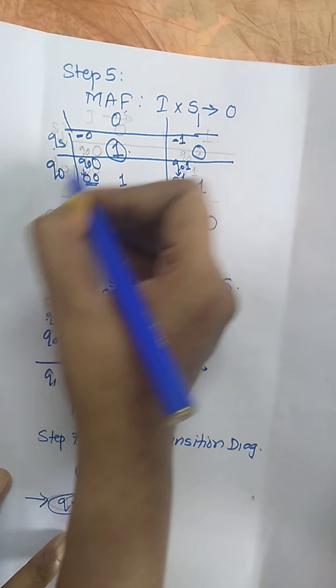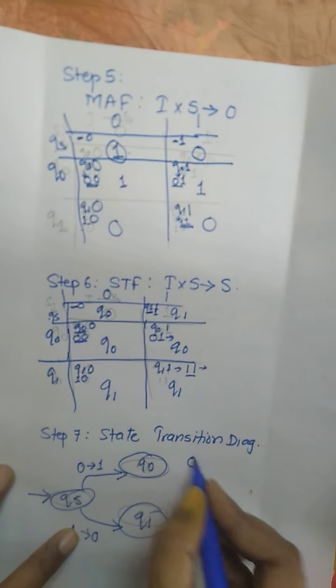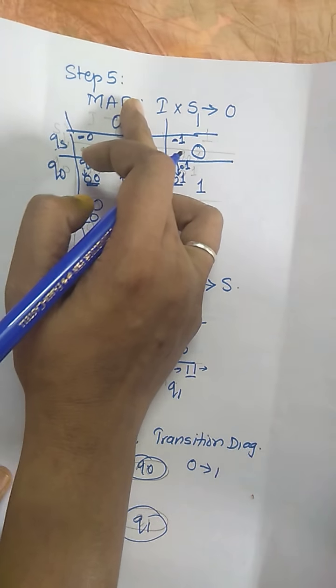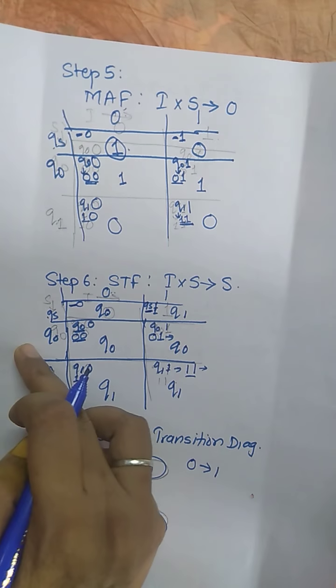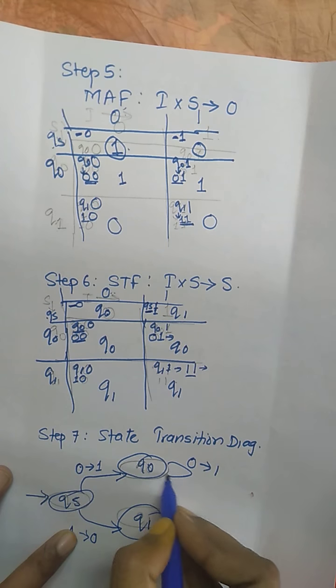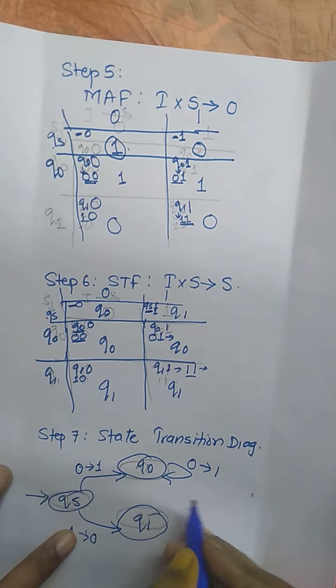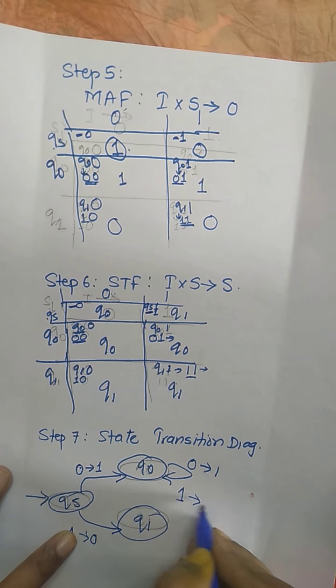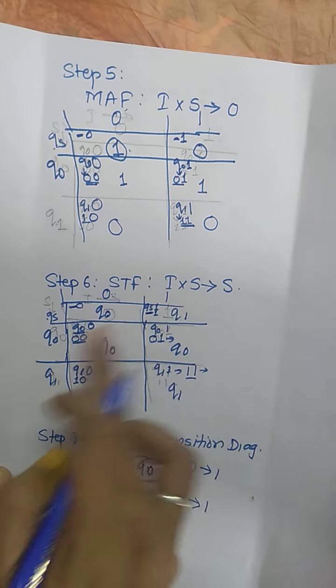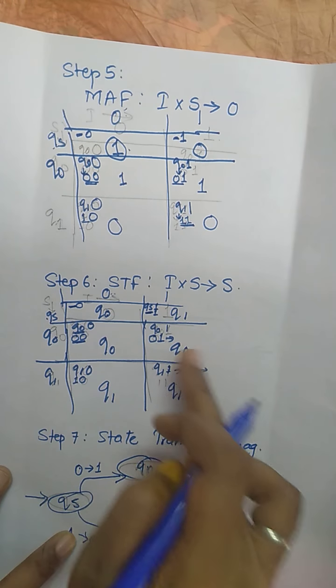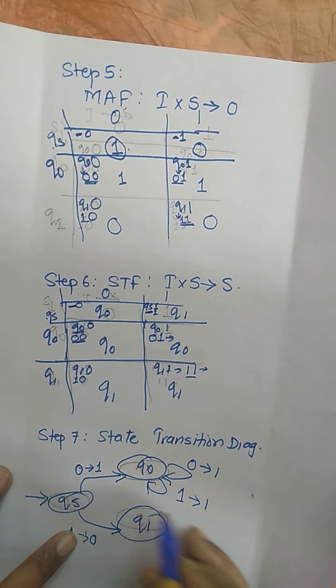Now Q0 on 0. What is the output? Output is 1. Q0 on 0 produces output 1. Q0 on 0, where is it going? It is going to itself. Q0 on 1 produces output 1. Where is it going, from the state diagram? Q0 on 1 goes to itself only.